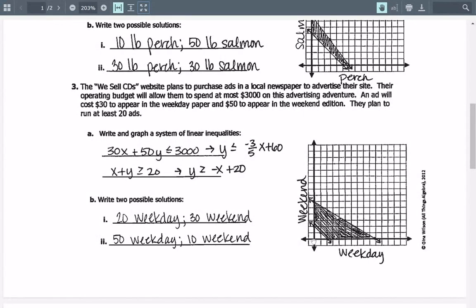Once again, it's appropriate to scale by tens.